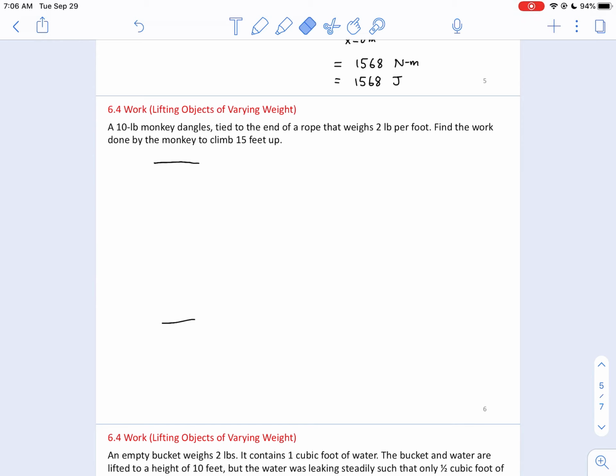So by the time the monkey has climbed a total of X feet from the bottom, and we know the monkey is going to climb 15 feet up, so we know this total distance from where the monkey started to where it's going to end will be 15 feet. Notice that because the rope is tied to the waist of the monkey, as the monkey climbs, the monkey is lifting not only himself or herself, but is also starting to carry more and more rope. This amount of rope right here that I just highlighted in orange is held by the monkey.